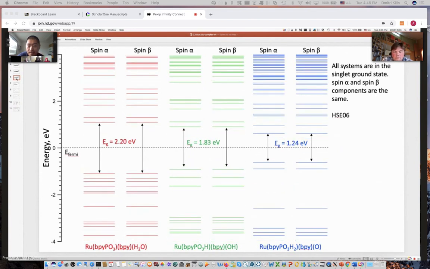Here I test the electronic structure for HSE06. As we can see, the band gap increased a lot. I guess HSE06 may be the best choice for our calculation. Next slide. May I ask something before?